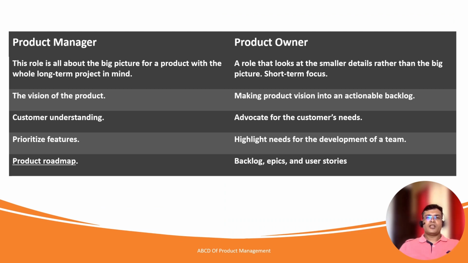So a PM role is all about being big picture for the product with the whole long-term project in mind, with the external stakeholder engagement, and a PO role looks at the smaller details rather than the big picture, with a short-term focus with the internal stakeholders. A product manager is with the product from the conception to launch. However, the product owner role has a narrower focus when it comes to working with the development team.